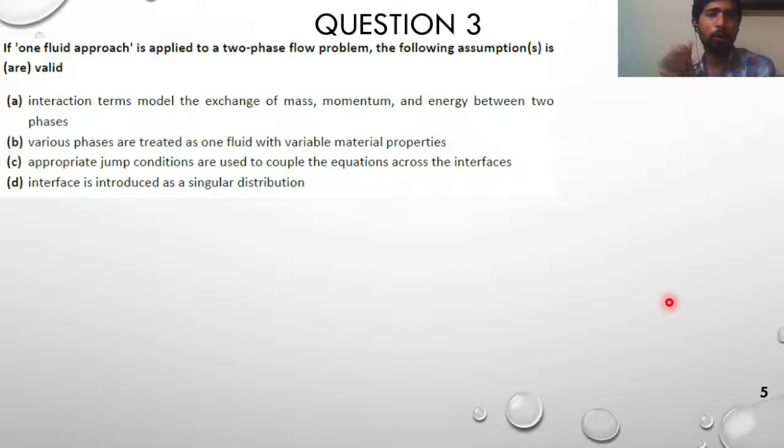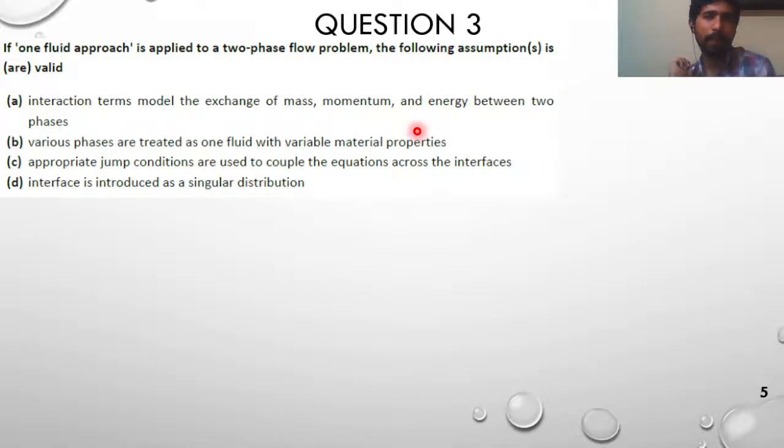So what you do, as I told in the recap also, is that various phases are treated as one fluid with variable material properties. That is why I had discussed it. You take different material properties across the interface and then solve using only one set of governing equations, one set of mass, momentum and energy equations. So option number B is correct. And you do not apply the jump conditions as in option number C, so option C is incorrect.